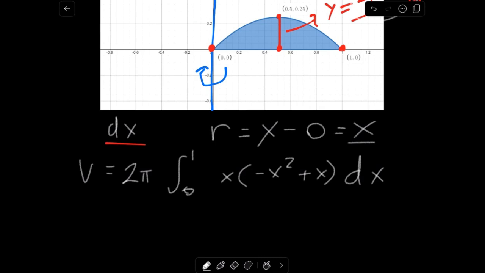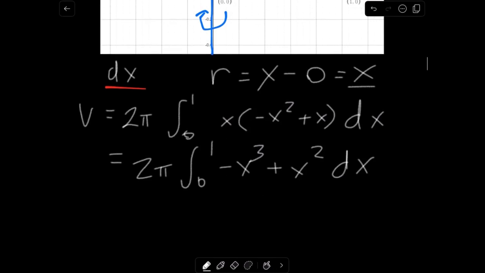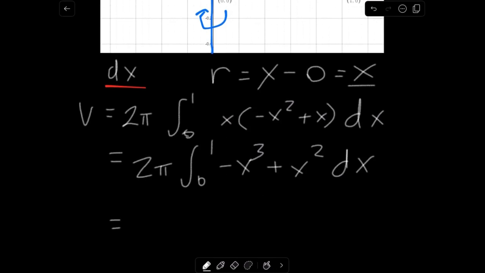All that's left to do now is integrate. This will simplify to 2 pi integral from 0 to 1 of minus x cubed plus x squared. This is super simple to integrate. Once you integrate it, your final answer will be pi over 6 units cubed, right? Because again, it's a volume, so units cubed. And that's how you use the cylindrical shell method.